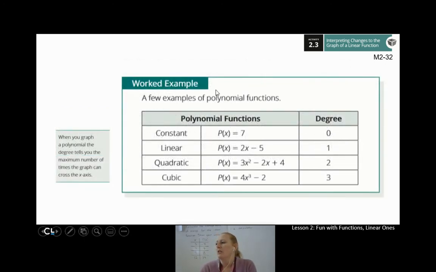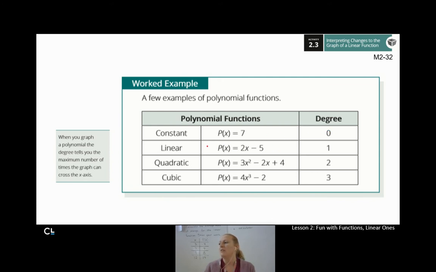So here are some polynomial functions. This is a constant. We talked about this a few days ago, right? We talked about a constant function. It didn't have a slope at all. So we said it had a degree of 0 because there are no variables in this. It's a constant function, so we say it has a degree of 0.